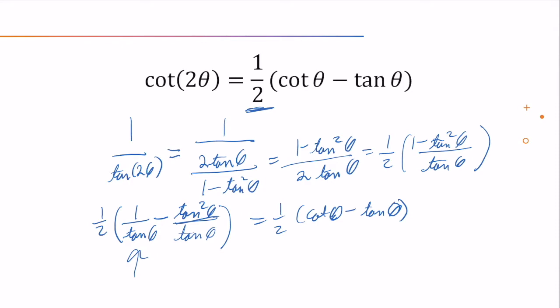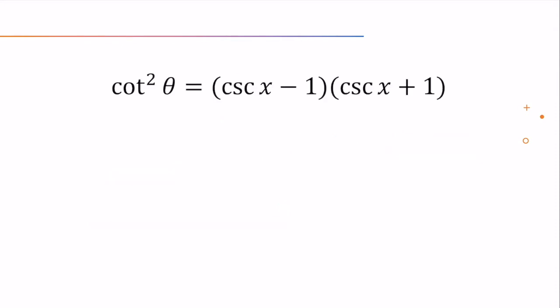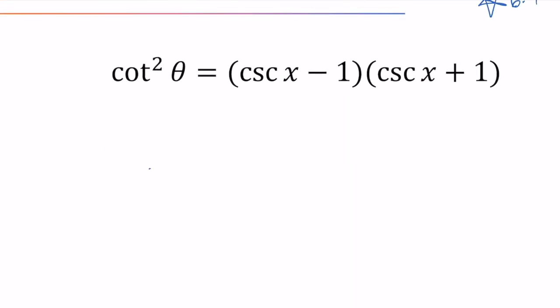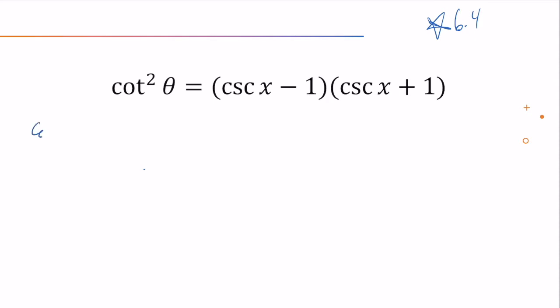Now I'm going to work through a few examples from the section 6.4 worksheet. You can also go back and rewatch the section 6.4 videos if you have any questions. So I'm going to work from left to right. If I have cotangent squared theta, that equals, using our trig identities, cosecant squared theta minus 1.